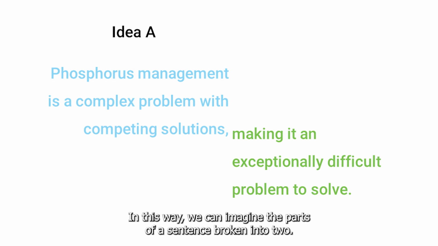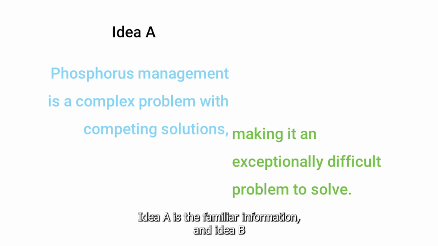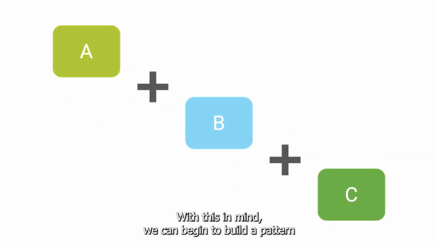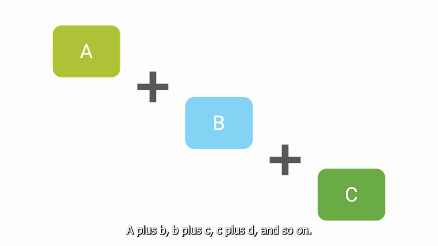In this way, we can imagine the parts of a sentence broken into 2. Idea A is the familiar information, and idea B is the new idea we add on for our readers. With this in mind, we can begin to build a pattern within a paragraph by using this approach to link together multiple sentences that build knowledge on a topic. The new information from the first sentence becomes familiar information in the second sentence. In this way, we build a pattern: A plus B, B plus C, C plus D, and so on.